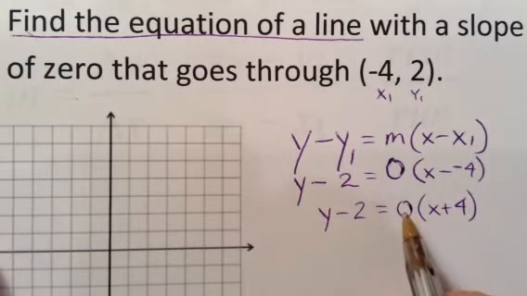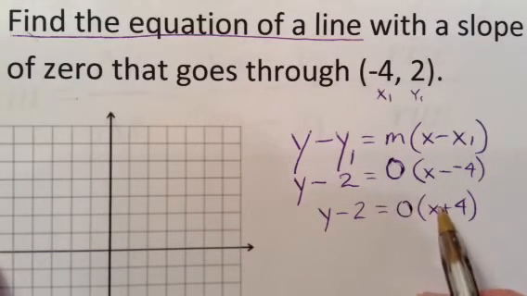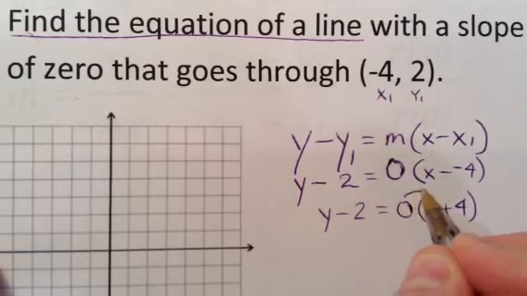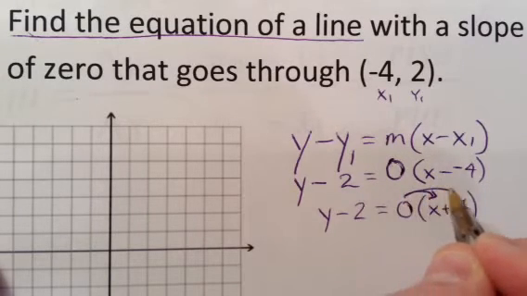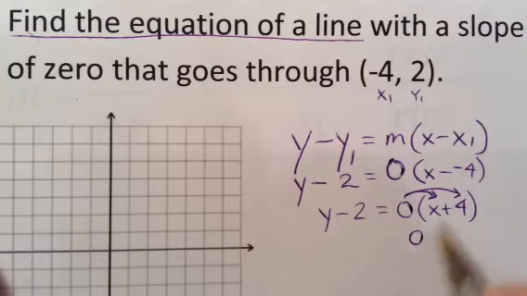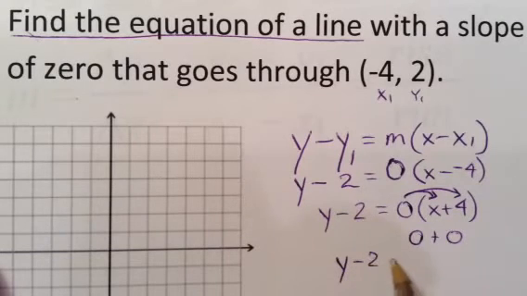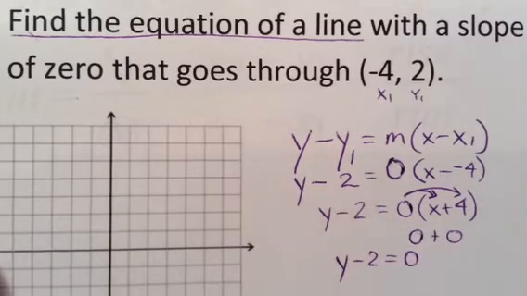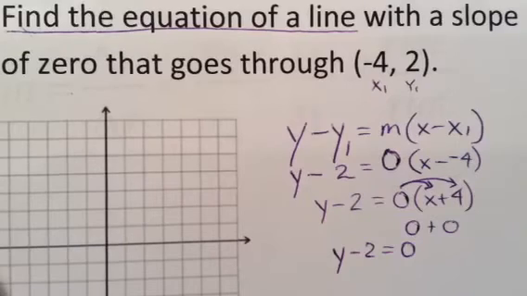Now, what am I going to distribute? I'm going to distribute a 0. And 0, when it's multiplied, is very powerful. 0 times x is 0. Not even 0x. It's just plain old 0. It wipes out the x. What's 0 times 4? It's also 0. So my entire right-hand side of the equation turns to 0.